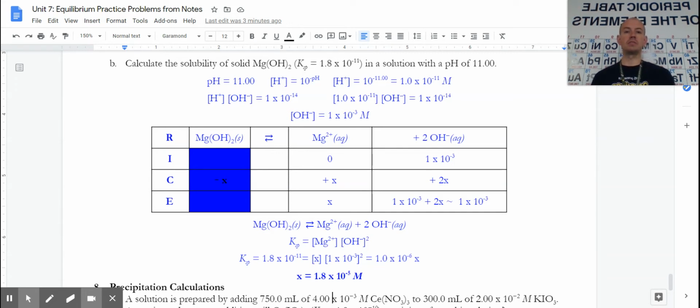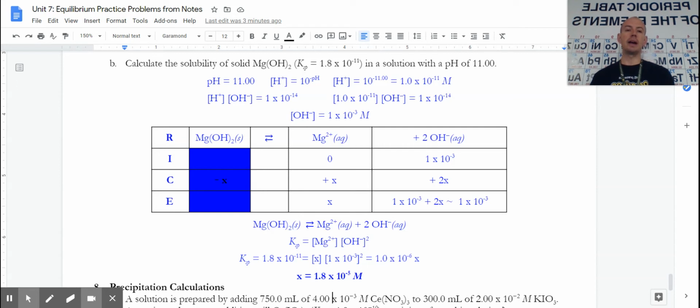We don't do anything with that 2. The 1-to-2 ratio is how the magnesium hydroxide dissociates into solution. But this hydroxide ion came from another source before we put our magnesium hydroxide in there. We do have an x and a 2x in our change row. x is the amount of magnesium.